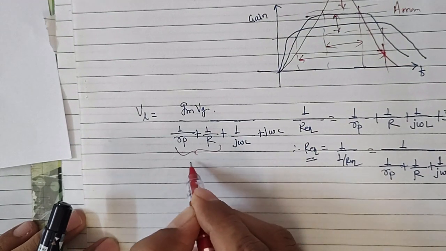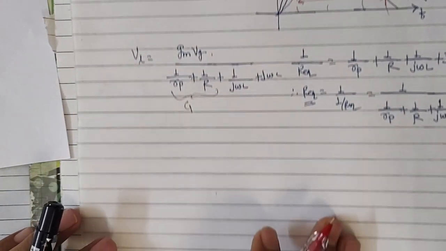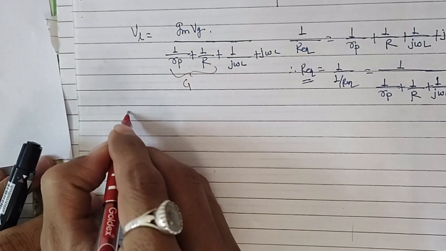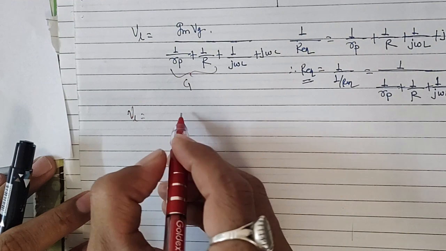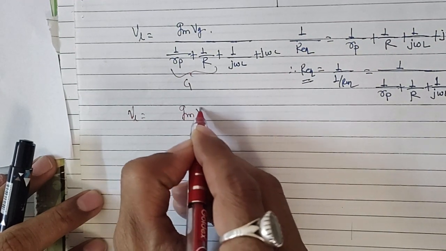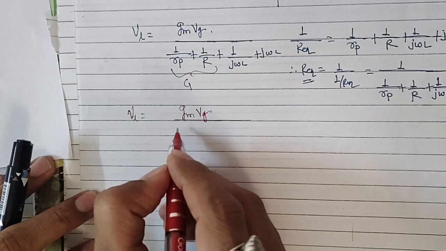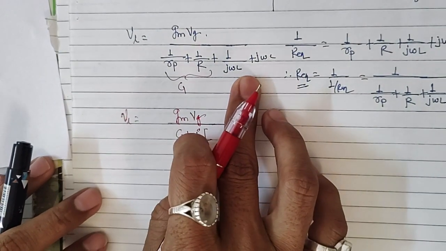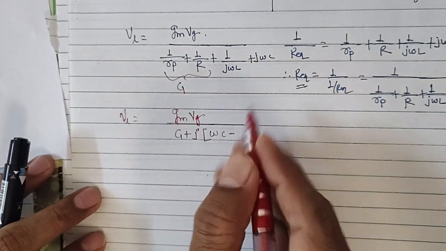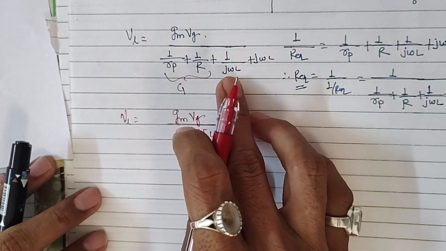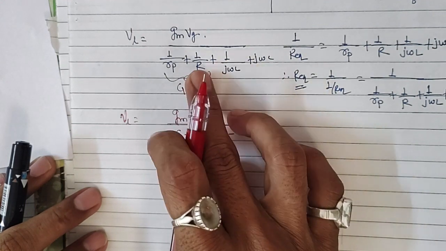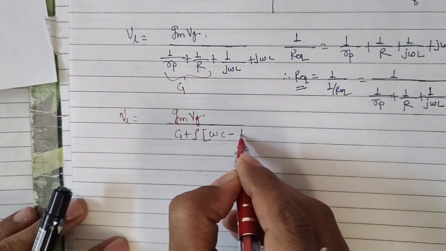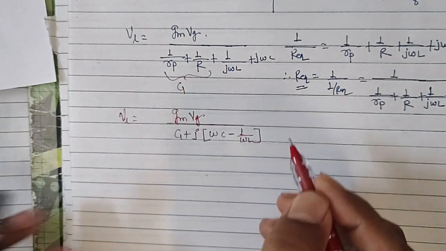Let us consider this term as some term G. So VL, which is the load voltage, is equal to GM VG divided by G plus, let us take J common from this, so it is omega C minus, if I have taken J common, I have to multiply and divide by J, so J would be outside, J into J square, it would become minus 1 over omega L.